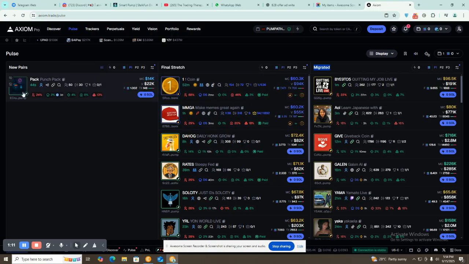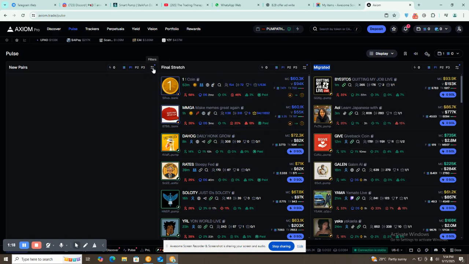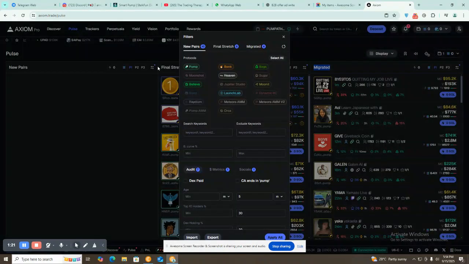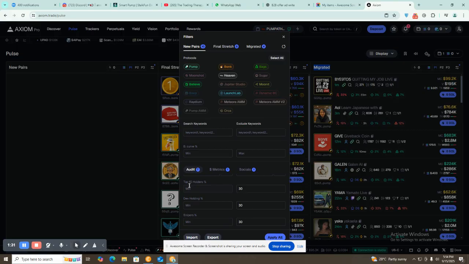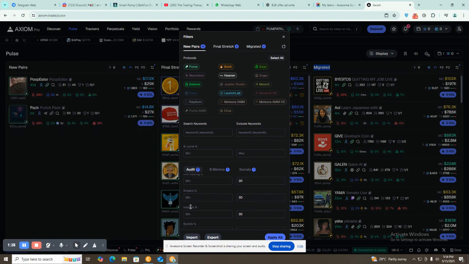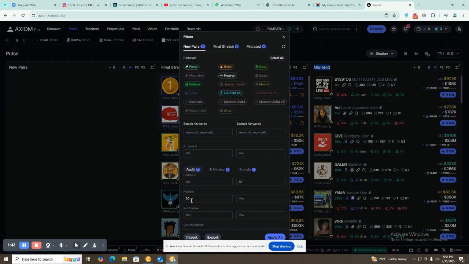As you can see, you have a few numbers here. That's because I have settings. If you look at the top around the new pairs section, you see a filter. I was able to filter my settings to 5 minutes maximum, that's the age of the coin, and top holders 30, dev holding 30% maximum, snipers 30%, insiders 30%, bundle 30%, and 50 orders minimum.